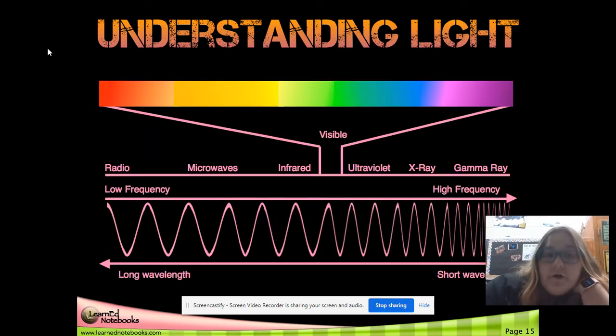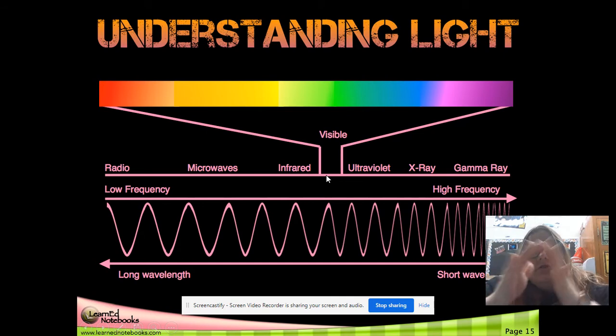This is the picture in your book. You have radio waves all the way to gamma rays. You have low frequency, see how the wavelengths are farther apart, down to where the wavelengths are closer together. So high frequency, lots of waves. Notice that visible light is only a small part of the spectrum.